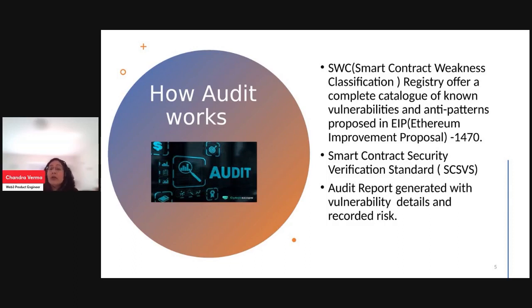Auditors run their code, or an automation tool, against those lists, and it generates an audit report. It gives a detailed report about all the vulnerability details and all the recorded risks, and then we can fix them and run the report again. This is how the audit process works. There are many more steps, but this is just briefly how it works.